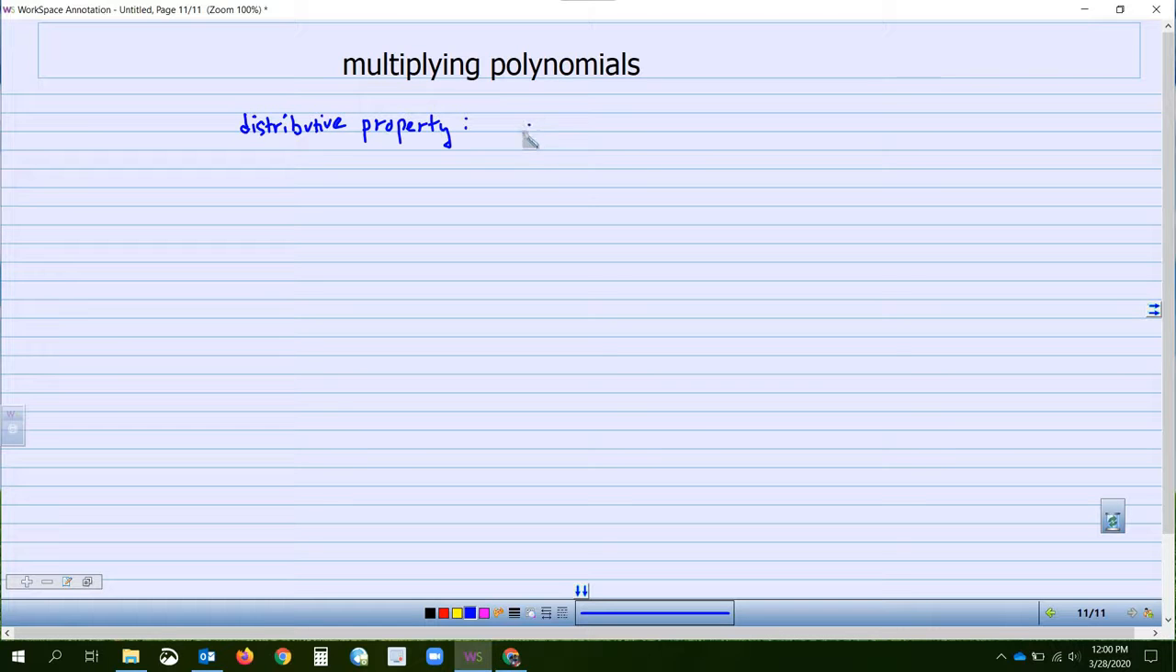The distributive property says if you have A times the quantity of B plus C, that you can distribute that A and you get AB plus AC. So A times the quantity of B plus C equals AB plus AC. And of course we could do minus as well. So it's actually plus or minus. It's officially the distributive property of multiplication over addition and subtraction.